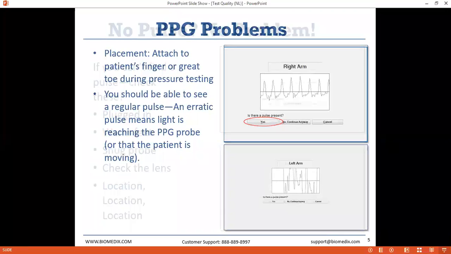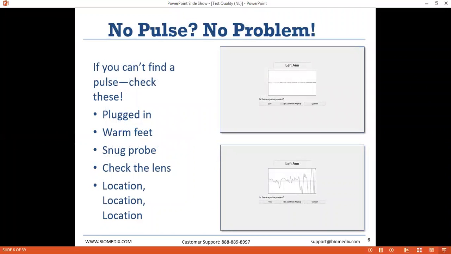If you're not seeing anything at all or otherwise are having trouble getting a reliable pulse from the PPG probe, the first thing you're probably going to want to check is whether or not the probe is plugged in. The computer is not going to prompt you if the probe is disconnected from the DTU. So if the response that you're getting is essentially nothing at all, like this top photo here, then that's the first thing that you definitely want to check.